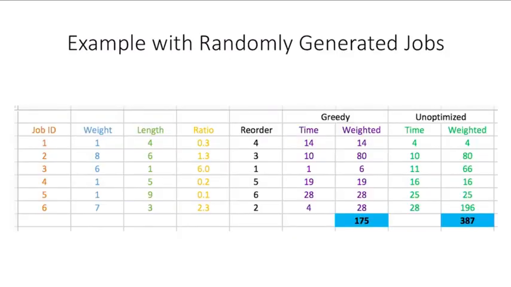All right, let me just give you a chance to look at this. If you want to, you can pause this video, but essentially it's just running through this exact same process and showing you the difference for even just 6 jobs. We can get a difference of 175 compared to 387 with randomly generated data. So it can make a pretty big impact with a pretty efficient algorithm.